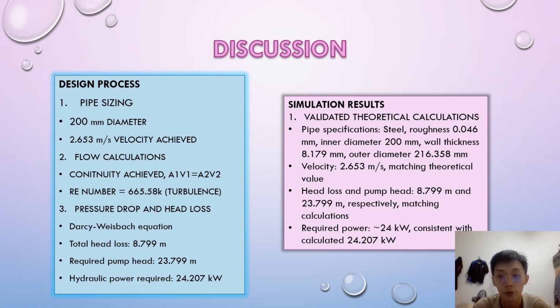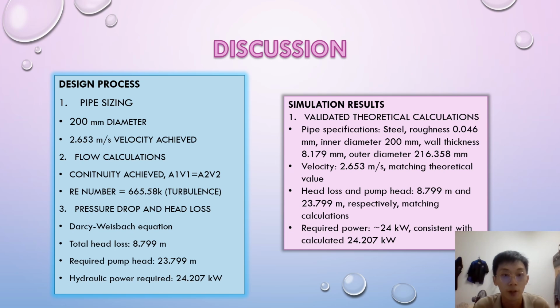Okay, so now I'm going to go through the discussion. For the design process, we decided to use a pipe size of 200 mm diameter, which helps us achieve a velocity below 3 meter per second, which is 2.653 meter per second. For the flow calculations, continuity is achieved by using the formula A1V1 equals A2V2, and after calculation we get a Reynolds number of 665.58 K, which is more than 4000, which indicates that the water flow is turbulent.